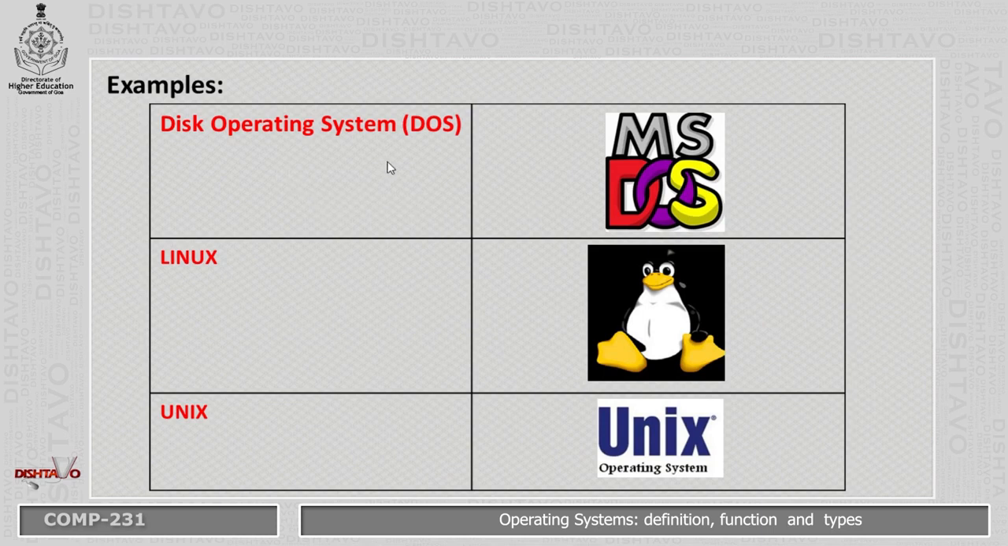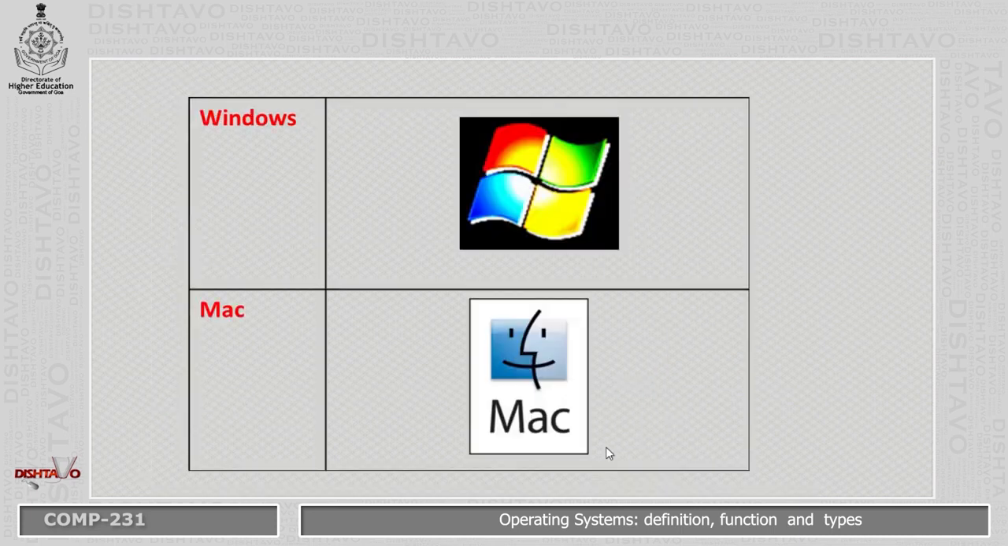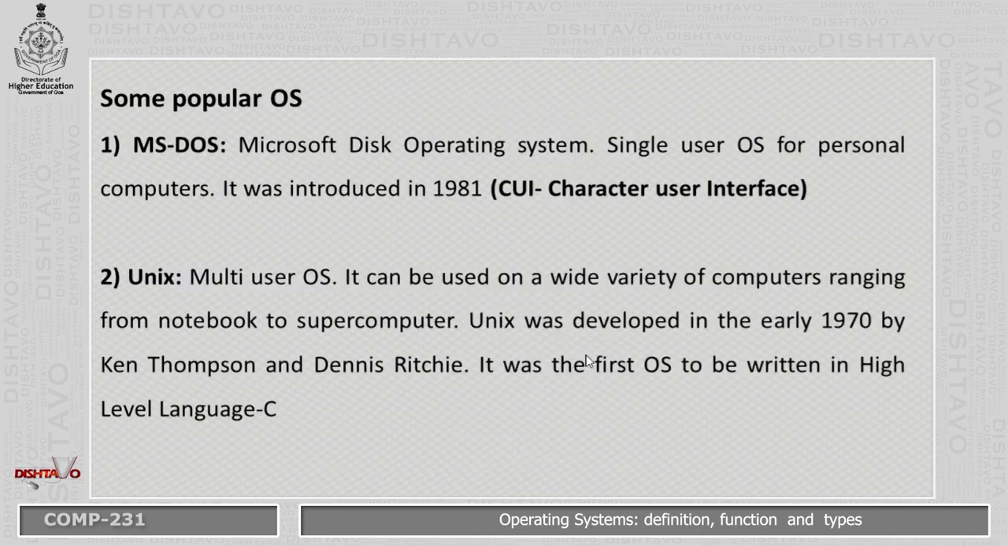Disk operating system is by Microsoft. The logo of this disk operating system, MS-DOS, is given here. Linux is an operating system. Then Unix is also one type of operating system. Next is Windows, popularly by Microsoft. Then Mac OS is also an operating system used in many devices. Now we'll discuss the popular operating systems here.